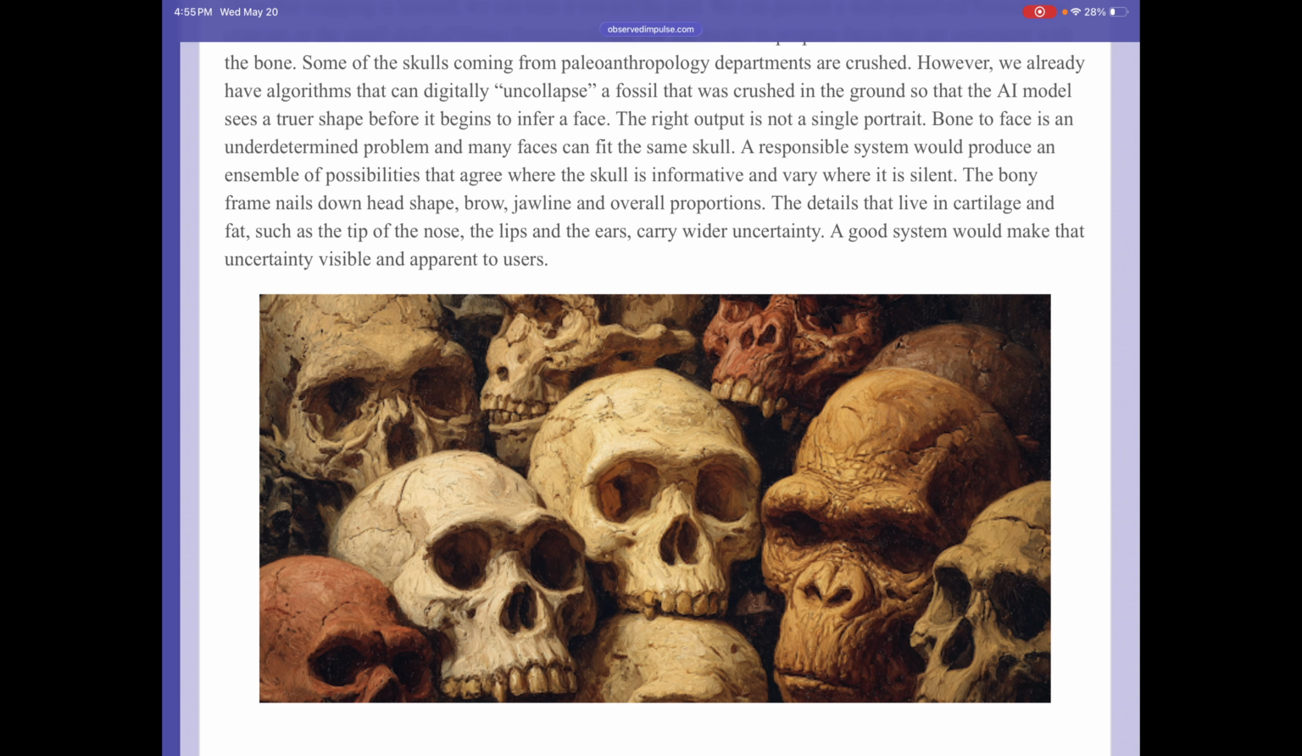The right output is not a single portrait. Bone to face is an underdetermined problem, and many faces can fit the same skull. A responsible system would produce an ensemble of possibilities that agree where the skull is informative and vary where it's silent. The bony frame nails down head shape, brow, jawline, and overall proportions. The details that live in cartilage and fat, such as the tip of the nose, the lips, and the ears, carry wider uncertainty. A good system would make that uncertainty visible and apparent to users.